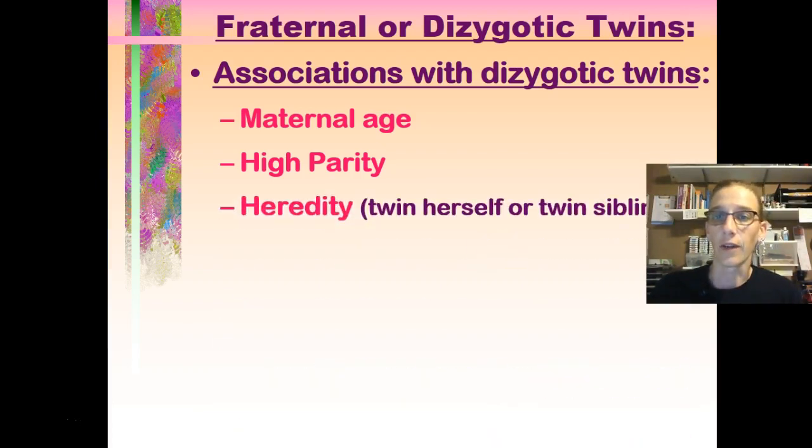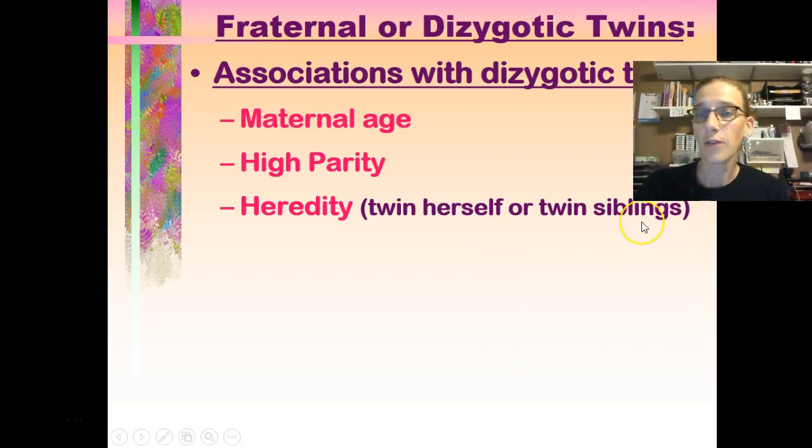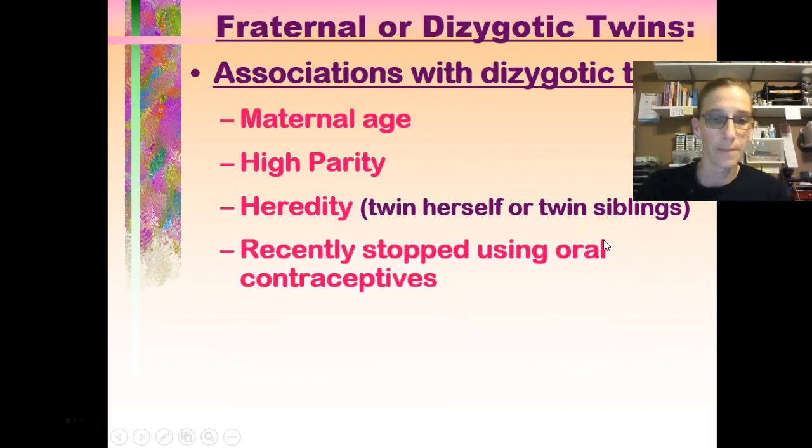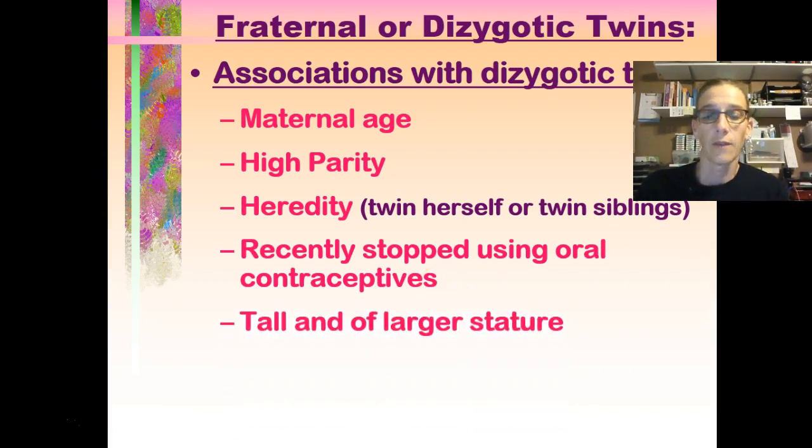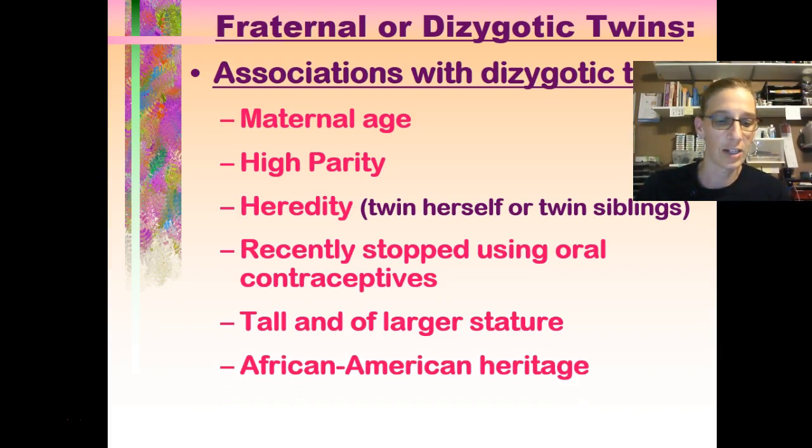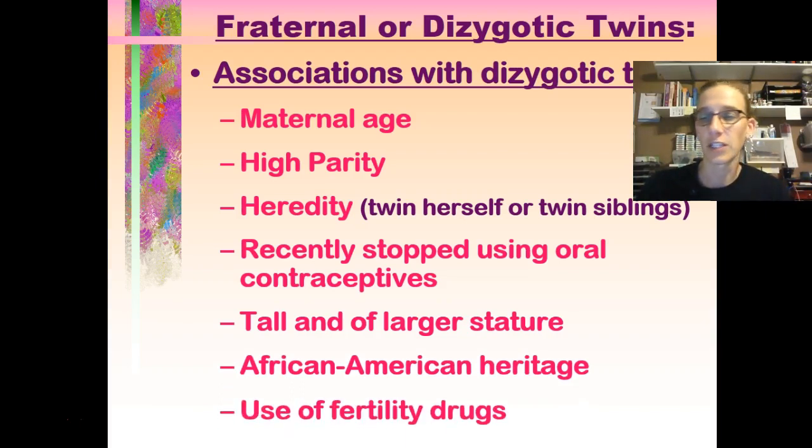Hereditary, so if the mom is a twin herself or has twin siblings, then there's an increased risk for having fraternal twins. If you recently stopped using oral contraceptives, because it's going to mess with your cycle a bit, you have an increased risk of over-ovulating. If you are tall and of larger stature, you have an increased risk. Also African American heritage and the use of fertility drugs. Okay?